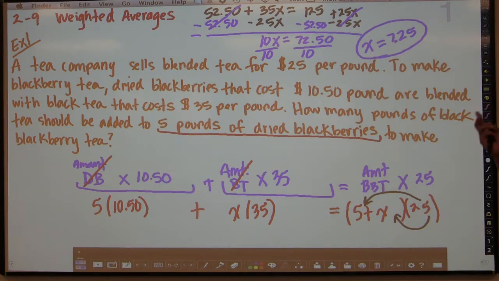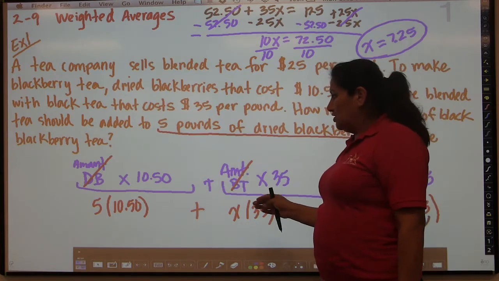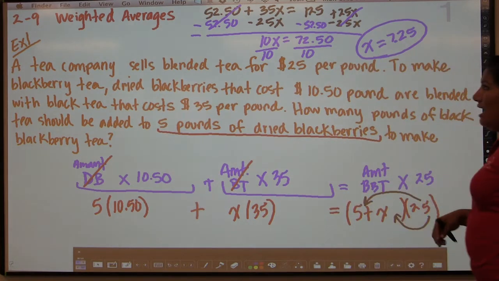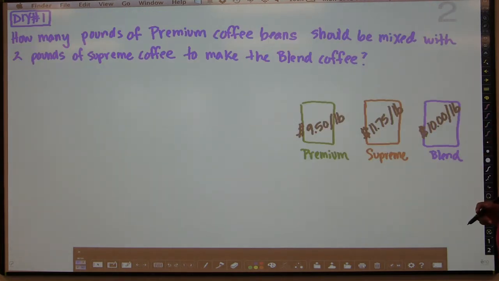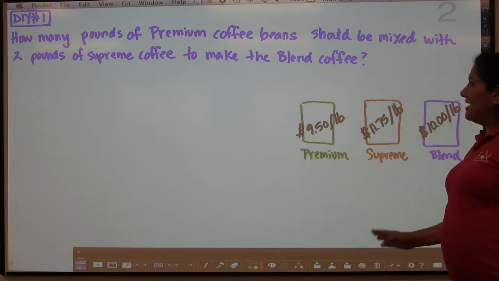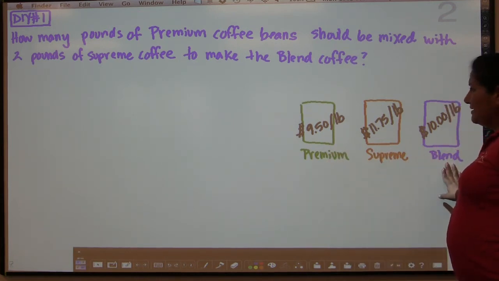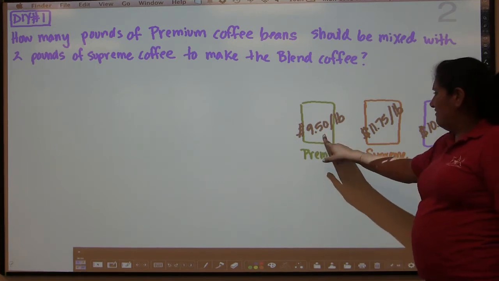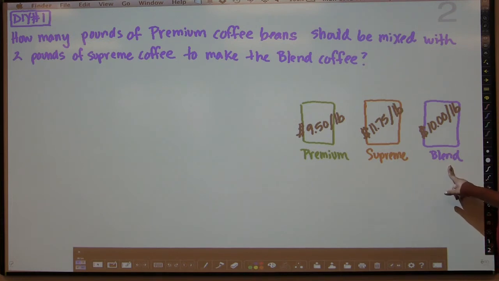But again, you can see what I meant about weighted averages. Each item does not have the same cost, so one is definitely more expensive than the other, and that's what we mean by weight. So now we'll have you try this example. Just want you to know that my little diagrams over here, there are 3 types of coffee beans. There's premium, supreme, and blend. The premium is $9.50 a pound, supreme is $11.75 a pound, and the blended is $10 per pound. And you can do this problem here.